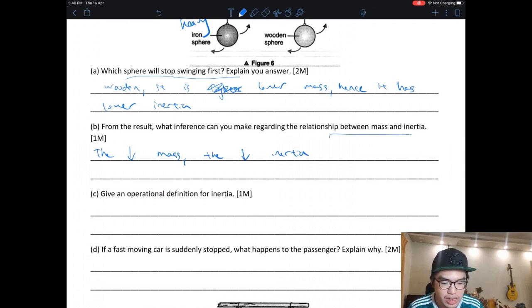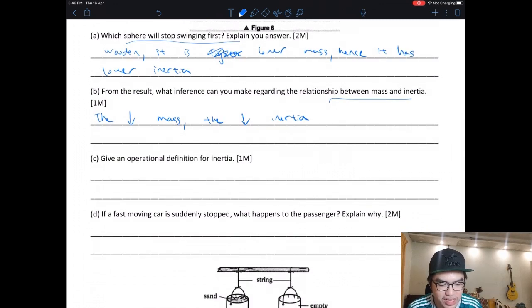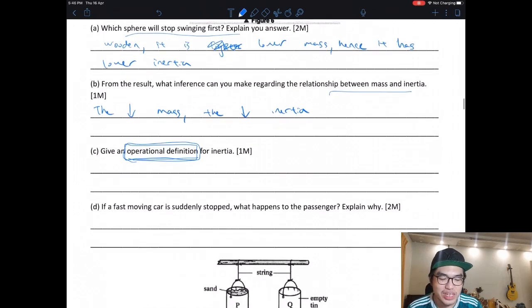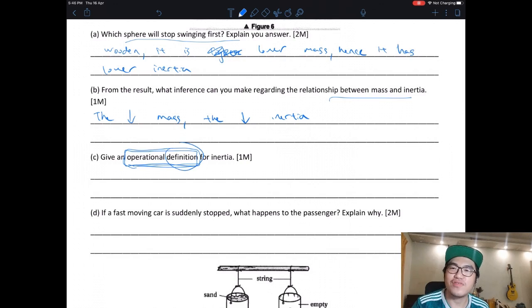Okay, C. Give an operational definition. This is the thing. A lot of students are scared to see this word. What the hell is this? Do you know what a definition is? Let's say, what's the definition of inertia? Definition of inertia is the tendency of an object to remain in its state of motion. But they don't want the normal definition. The one I mentioned just now is the normal definition. They want operational. Operational means you make the definition based on your observation.